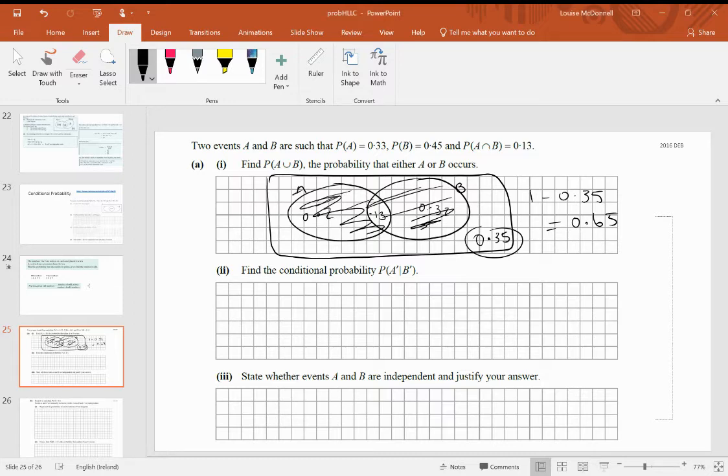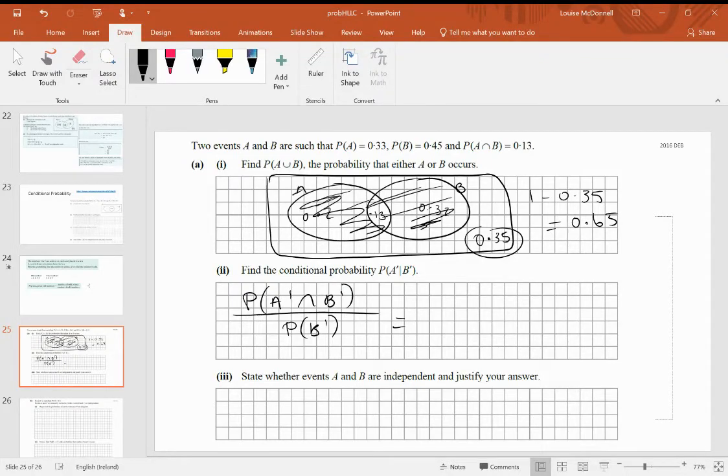So the next part says, find the conditional probability of A complement given B complement. Now, what does A complement mean? It means that A doesn't happen. So what's the probability that A doesn't happen given that B doesn't happen? Well, first thing is you write down your conditional probability formula, which is the probability of, in this case, A complement intersection B complement divided by the probability of B complement.